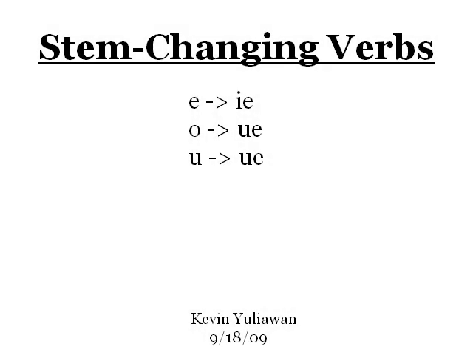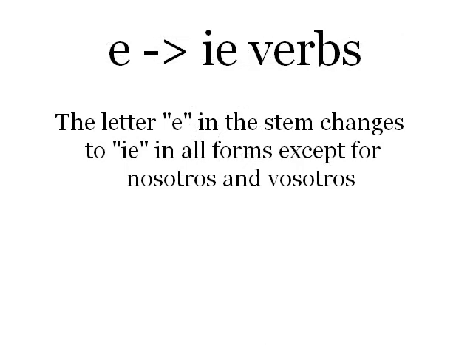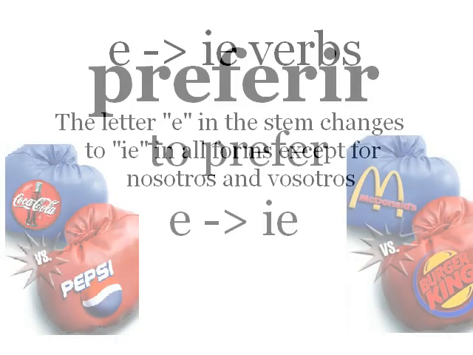In this presentation, you will be learning about stem changing verbs, including those that change from E to IE, O to UE, and U to UE. In stem changing verbs, these verbs utilize the regular endings in the present tense, but letters in the root word change. We will first go over verbs that change from E to IE.